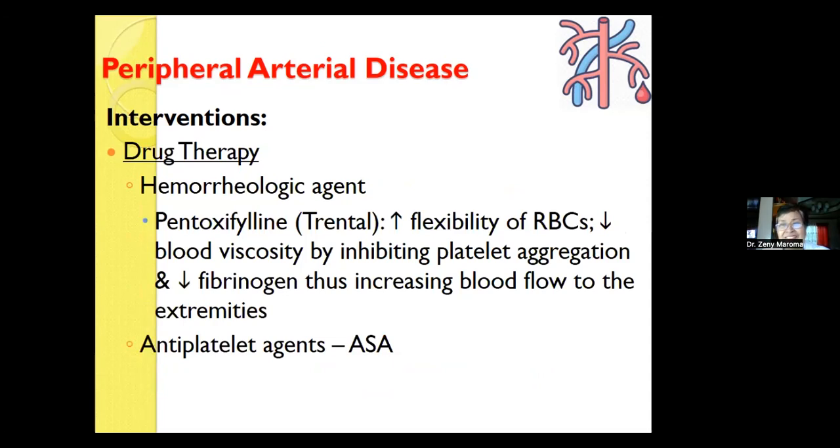May drug therapy din tayo. Hematologic agent. So ito yung peripheral vasodilators. Like Trental, is pentoxifylline. It increases the flexibility of RBC, decreases blood viscosity by inhibiting platelet aggregation, and decreases fibrinogen, thus increasing blood flow to the extremities. And bigyan din sila ng antiplatelet agents like aspirin, acetylsalicylic acid.